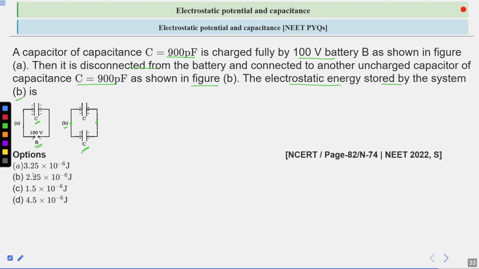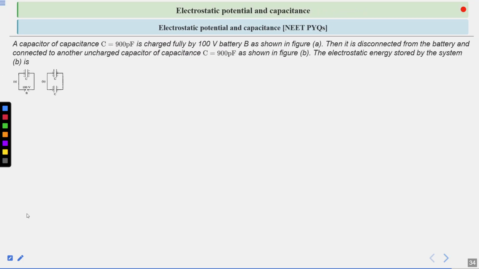Now we will see the options: 3.25 into 10 to the power minus 6 joule, 2.25 into 10 to the power minus 6 joule, 1.5 into 10 to the power minus 6 joule, and 4.5 into 10 to the power minus 6 joule. I will give you some time to think about it. So the answer is, the correct option is B, 2.25 into 10 to the power minus 6 joule.